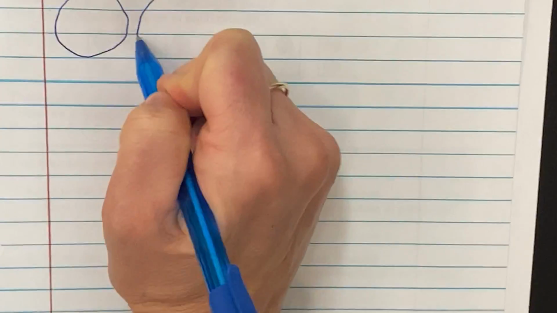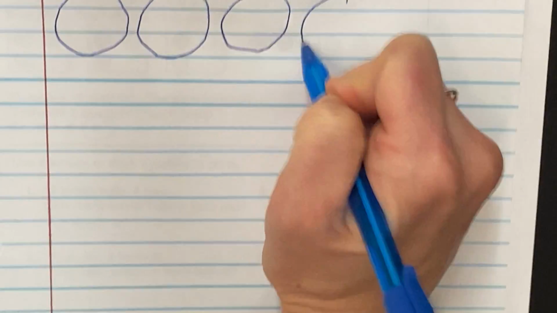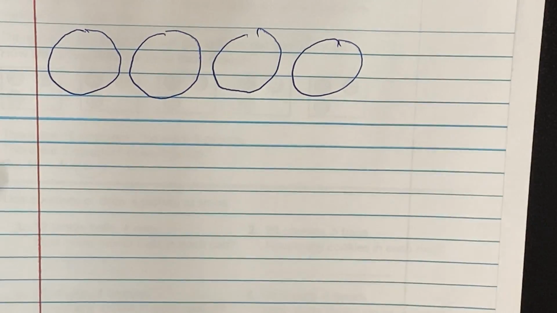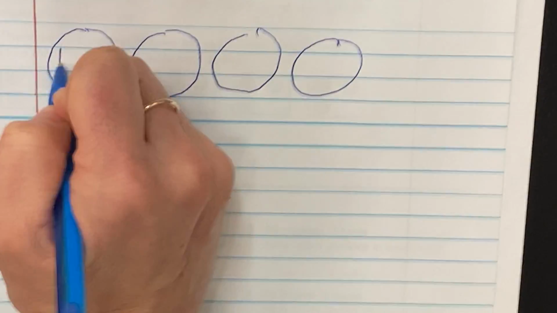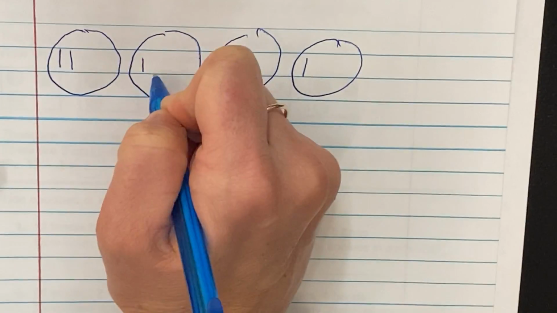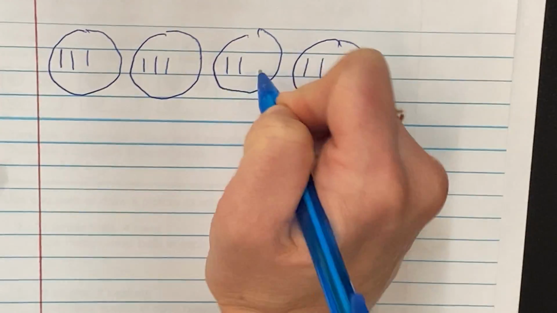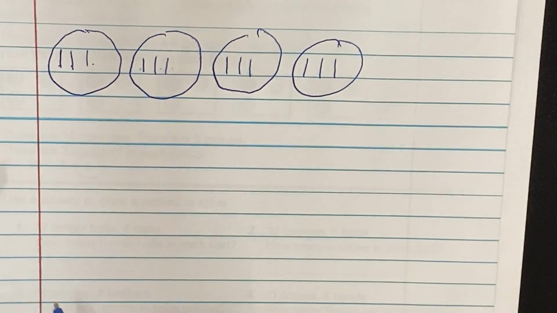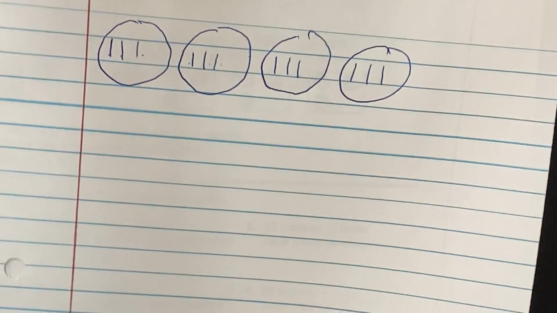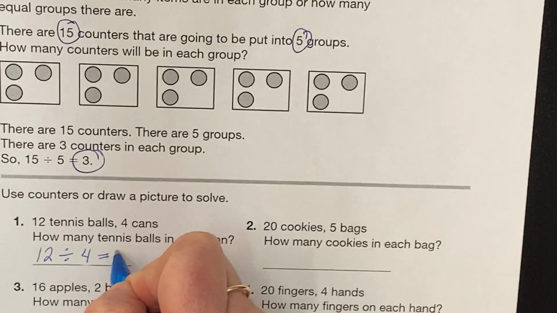So let's take a piece of paper and we're going to draw 4 cans or 4 groups. And we're going to take the total, which is 12, the dividend, and we're going to divide 1 into each circle until we run out of 12. 1, 2, 3, 4, 5, 6, 7, 8, 9, 10, 11, 12. 1, 2, 3, 1, 2, 3, 1, 2, 3, 1, 2, 3. I'm just making sure that I have the same amount in each group. So how many would be in one can, or each can? 3.